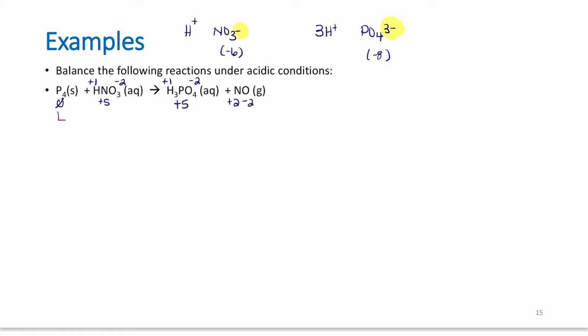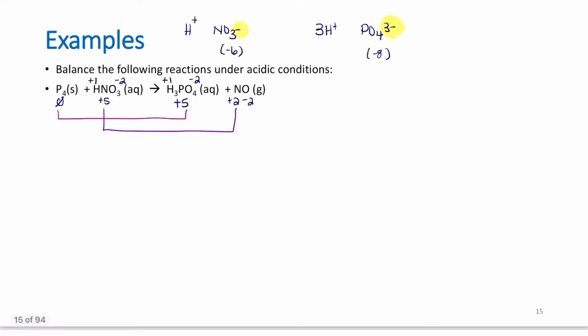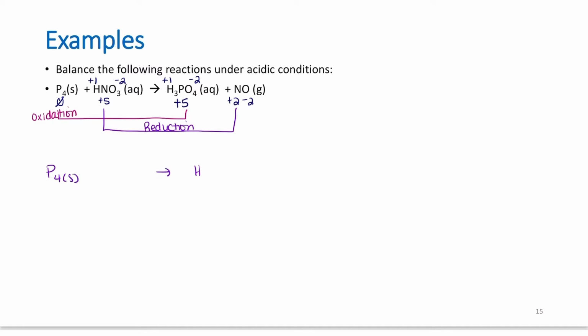So when I look at this, I see my phosphorus has changed from 0 to +5, and my nitrogen has changed from +5 to +2. If I'm going from 0 to +5, I have lost electrons. Remember, oxidation is loss. So phosphorus has been oxidized. For nitrogen, I'm going from +5 to +2, which means I have gained electrons, and gaining electrons is reduction. Now I'm going to go ahead and write these out into their individual half reactions. So I've got P4, solid, giving me H3PO4.